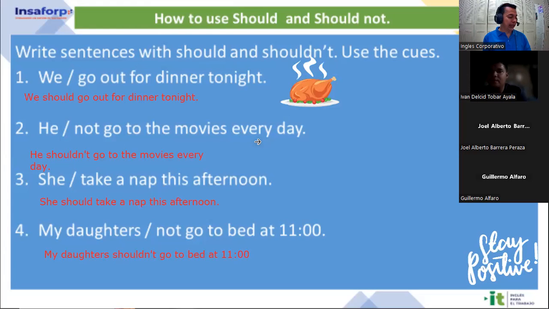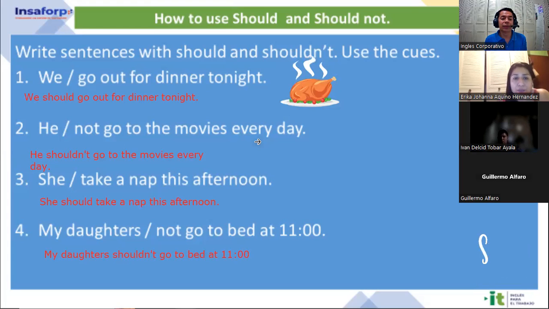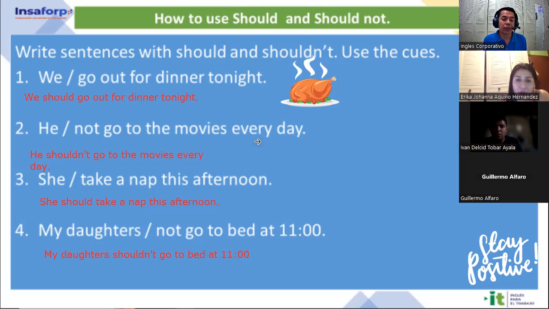Okay, who's next? Erika, please. Erika, can you read all the sentences, please, for the class? Okay, teacher. We should go out for dinner tonight. Tonight, the t at the end. We shouldn't go out for dinner tonight. He shouldn't go to the movies every day. Go to the movies every day. Good. He should take a nap. She should take a nap this afternoon. Okie dokie.